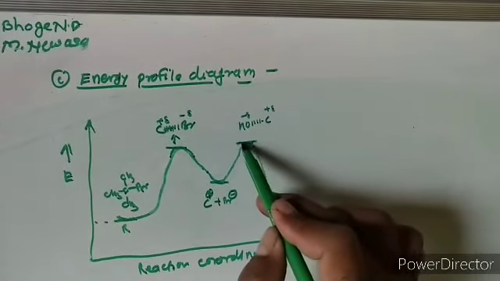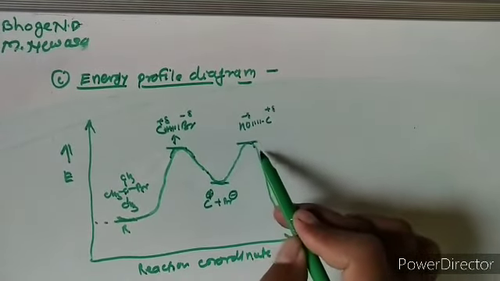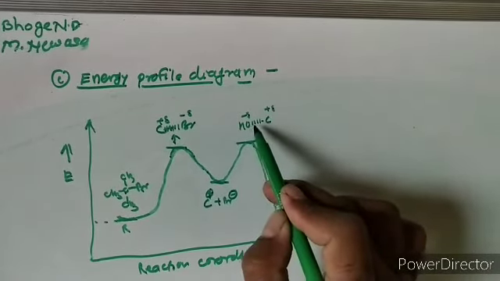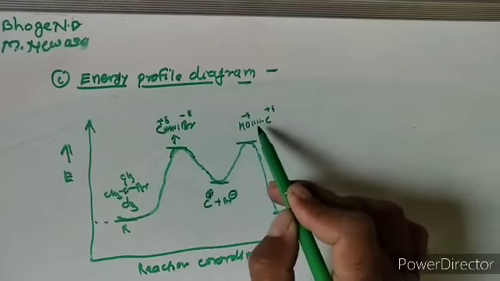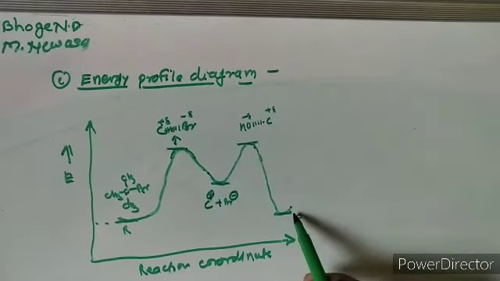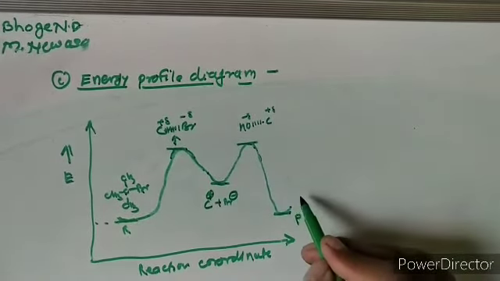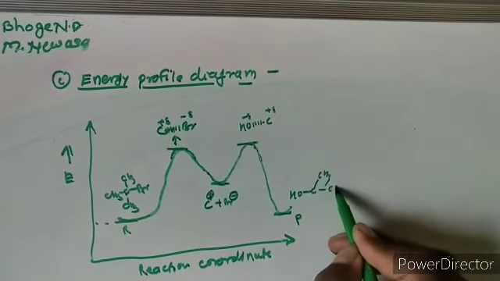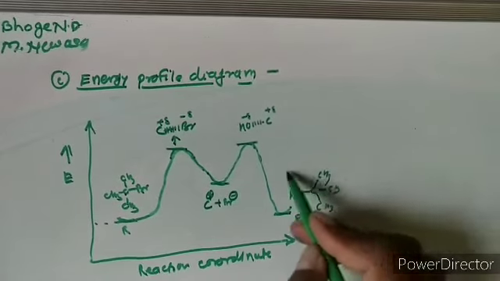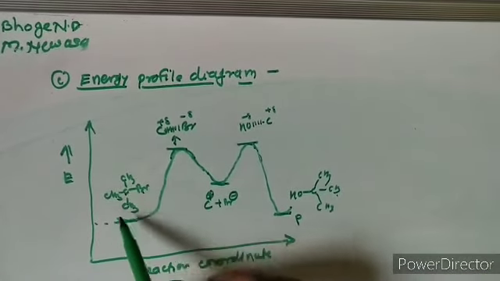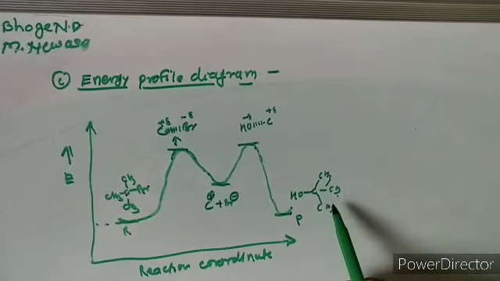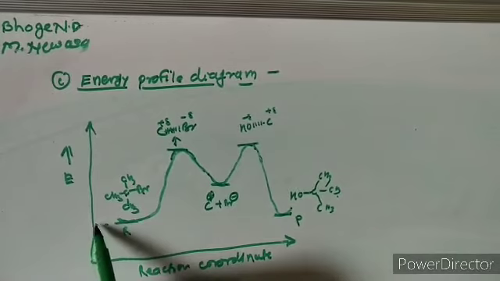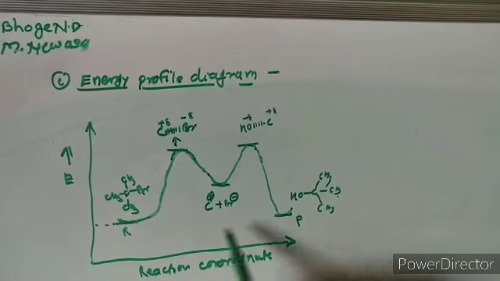So at this point again the energy decreases. This decrease in energy means formation of the OH and carbon bond is taking place. At this point the OH bond is fully formed with the carbon, that is CH3OH, the formation of product. So from alkyl halide there is formation of alcohol.